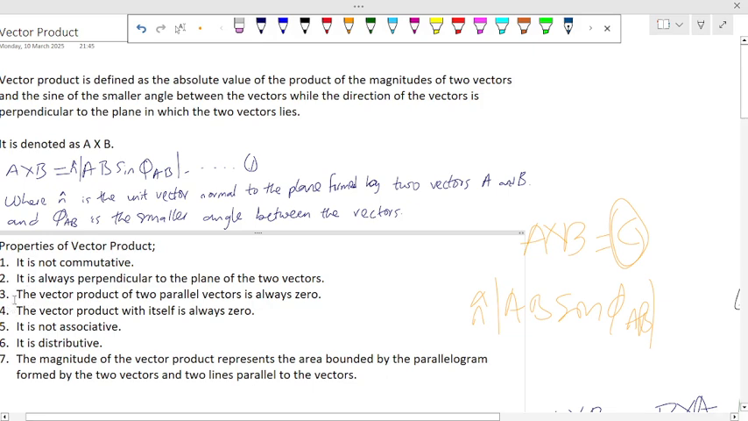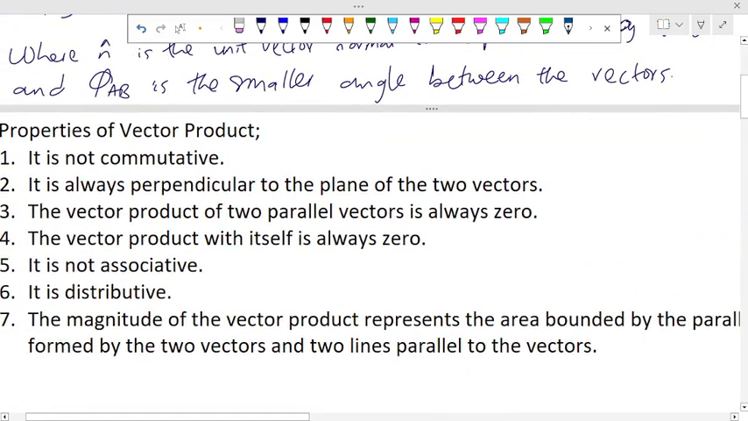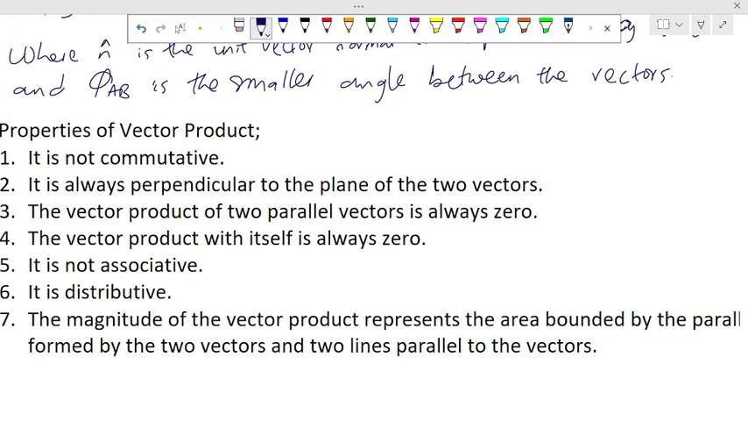So that's why we have the third property, that the vector product of two parallel vectors is always 0, because sine 0 will give you 0, and multiplying all this, the cross product equals 0. Fourth property: the vector product of a vector with itself is always 0. This is like the third property.